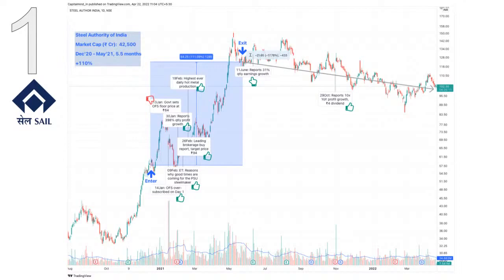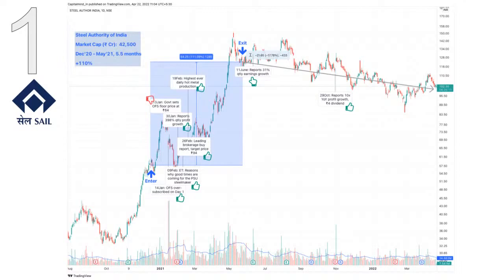On, I think, before that, on 30th Jan, they just reported 4x profit growth. On 19th Feb, they reported the highest ever hot metal production in the history of the company, and this was obviously a big positive given that there was significant demand for steel, the price of steel was rising, and there was talk about potentially a supply glut. So all of those were positives.